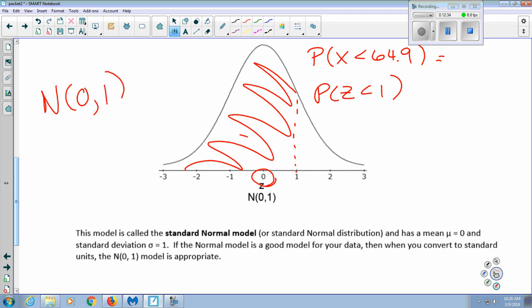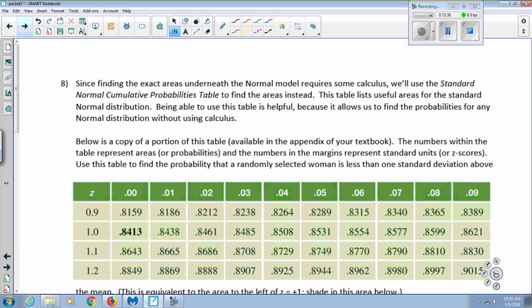And where are you going to use that? Again, for a lot of things. To find the exact area under a normal model requires some calculus, and we won't be doing that in our class. So we'll be using these probability tables. They're included at the back of your packet. A little cutout of it is right here.